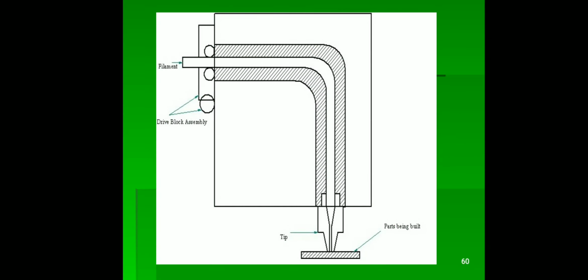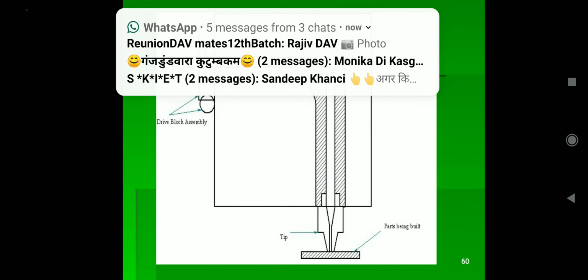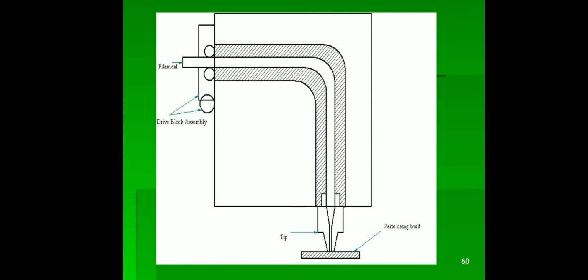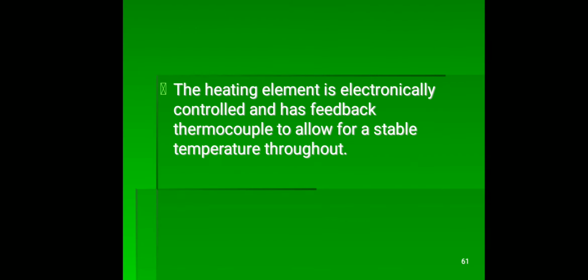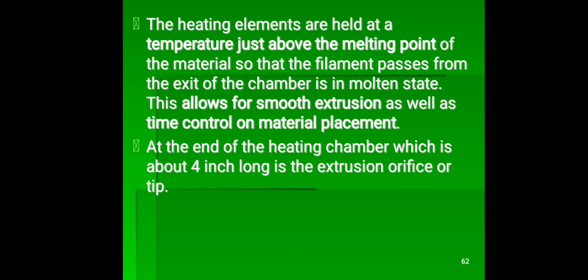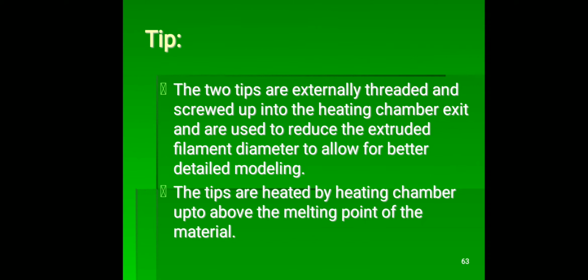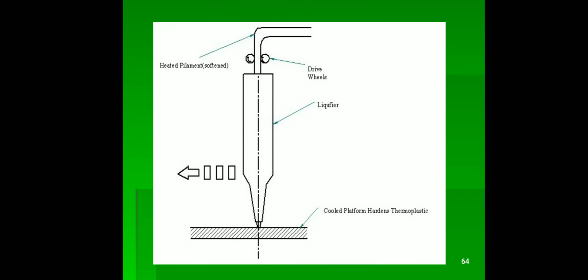So you can see over here, this is the filament and drive block assembly. This is the drive block assembly, and here is the tip. Through this tip, the liquid material forms the layer over the platform. The heating element is electronically controlled and has a feedback thermocouple to allow for a stable temperature throughout. So I have explained these things.